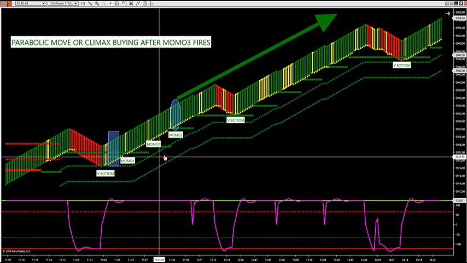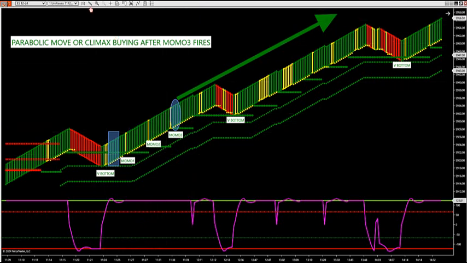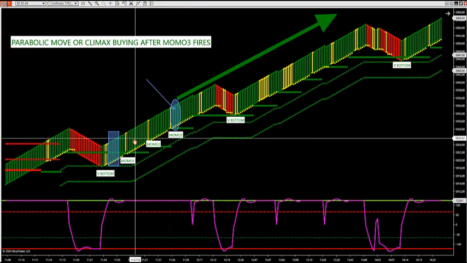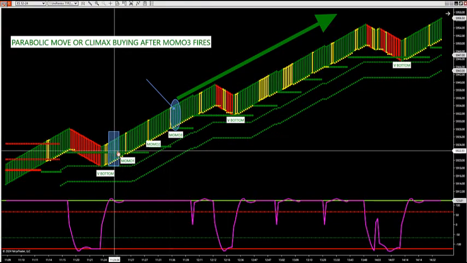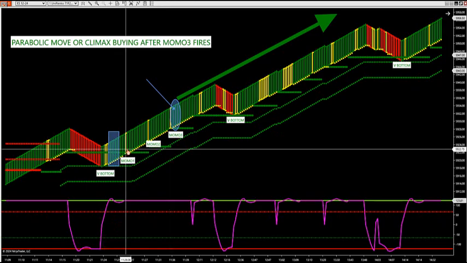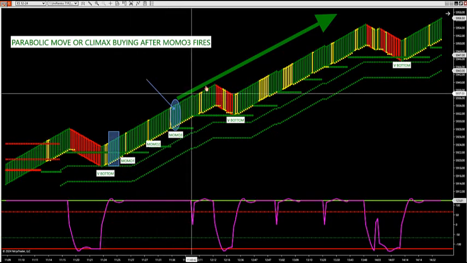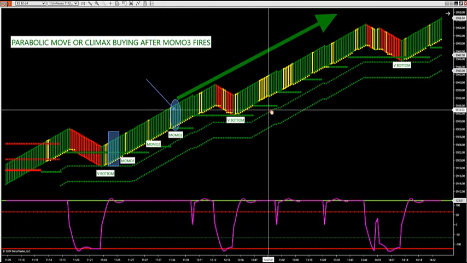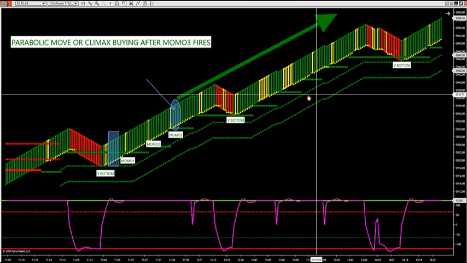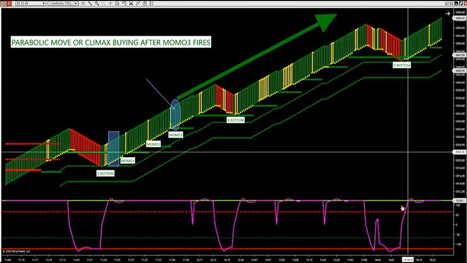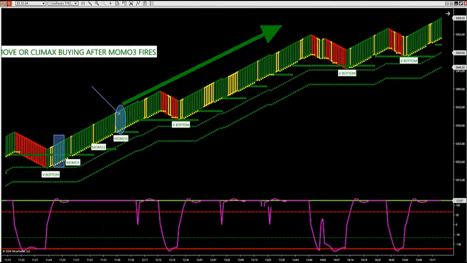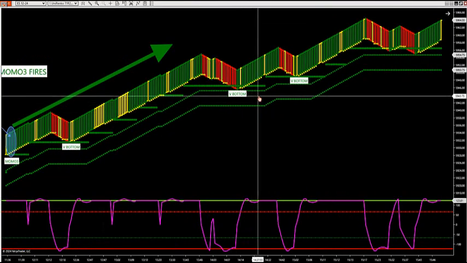There's your Momo 1. There's Momo 2. This is where the market likes to go parabolic, which is climax buying. After you see a Momo 3 in a row, remember, after the V bottom, you'll get Momo 1 as the next yellow trigger entry. 1, 2, 3. Market just jumps. V bottom, Momo 1, Momo 2 entry, Momo 3, market just jumps. Now, after the next V bottom, the market will reset, and we'll go back to Momo 1.